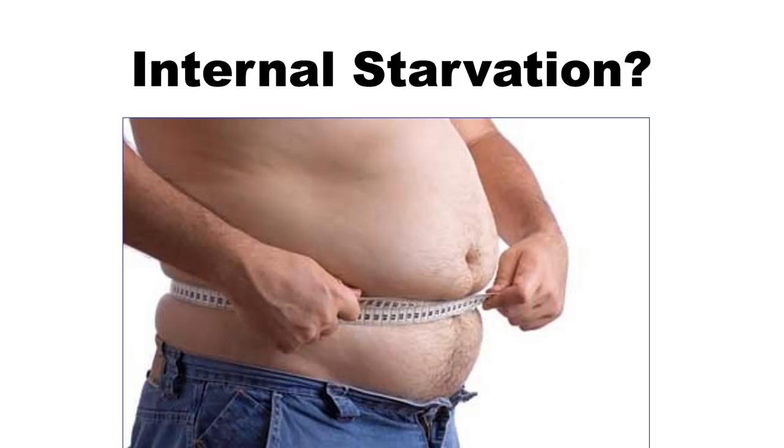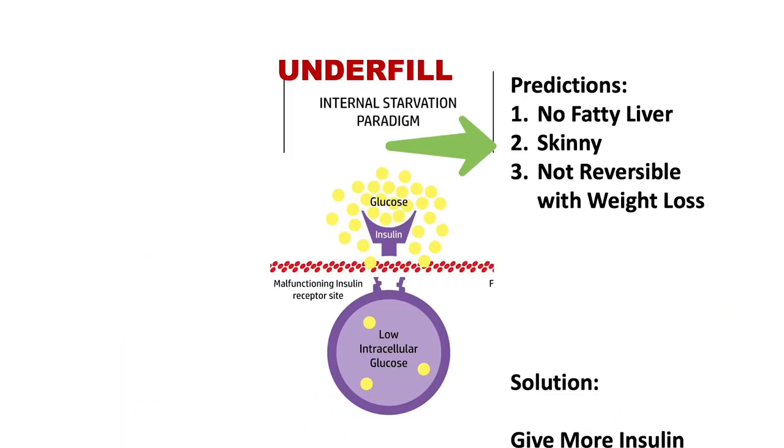So there's a problem with this internal starvation paradigm, because it would predict that in this condition of insulin resistance and type 2 diabetes, which is the same thing, there should be no fatty liver, that people should be very skinny, and that it shouldn't reverse with weight loss. Because if you lose weight, if those cells give up all their fat, how would that make the insulin work better? And the answer is it doesn't. And the solution here is to give more insulin, which is what we've done for many, many years.